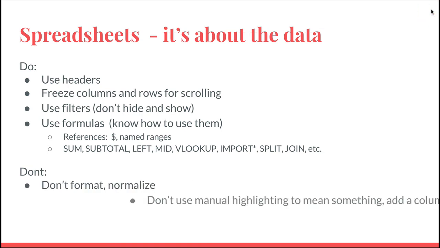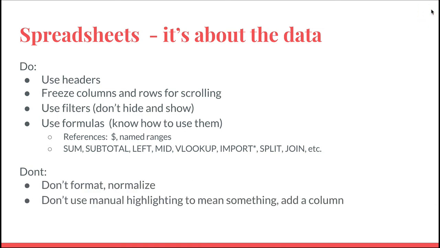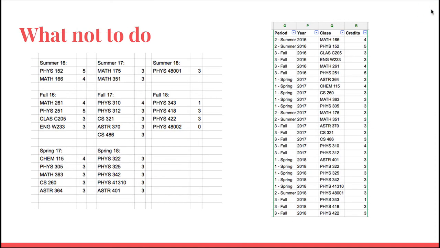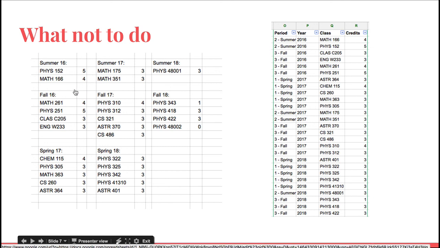Don't format your data, normalize it. And don't use manual highlighting to mean something. Add a column that could be used in a filter. The same thing as hiding or showing rows. Use the filters. So this is an example of what not to do. On the left you see how some people may organize information for printing in a spreadsheet, like using it like a Word document, but that's not how it should be done.